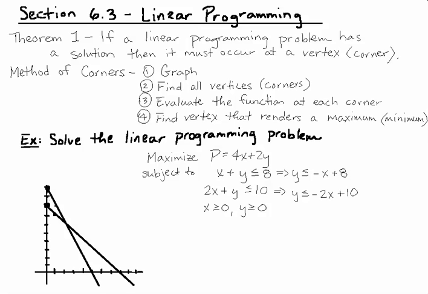And we also need to pay attention to our shadings. Y less than or equal to negative x plus 8, that first one we graphed, needs to be less than. Less than is below the line. And then the same thing for y less than or equal to negative 2x plus 10. Both of those need to be below the line. So you need to find where they intersect.